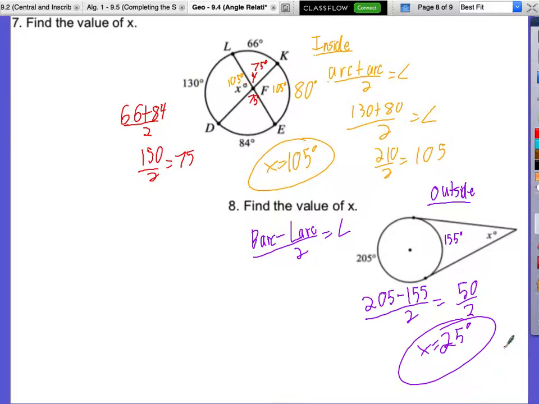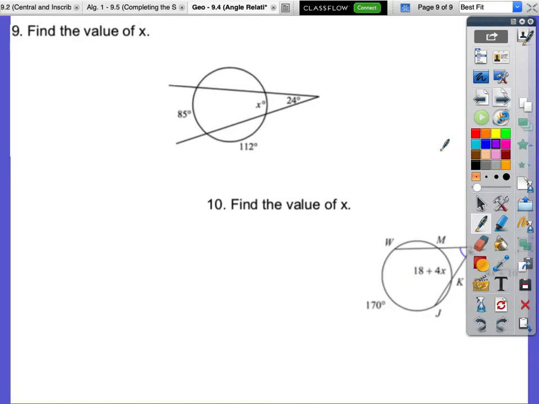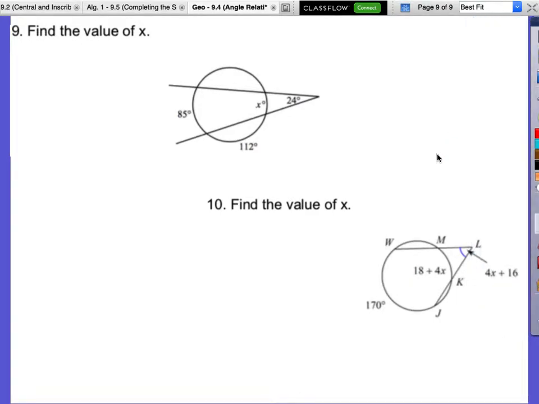Let's work on number 9. We're doing number 9. When you're done, make sure you raise your hand.